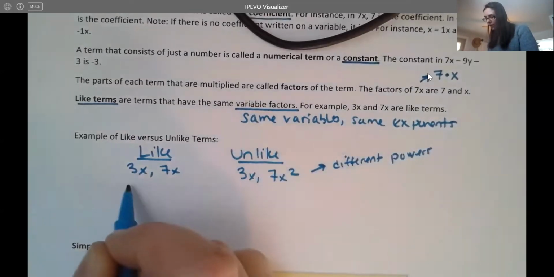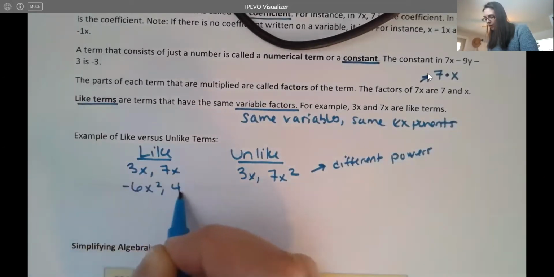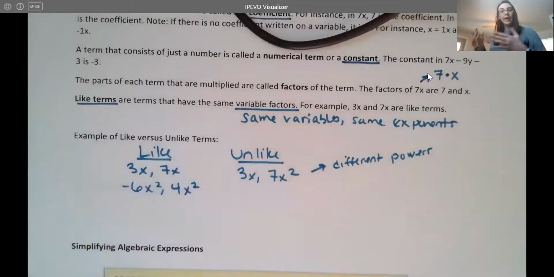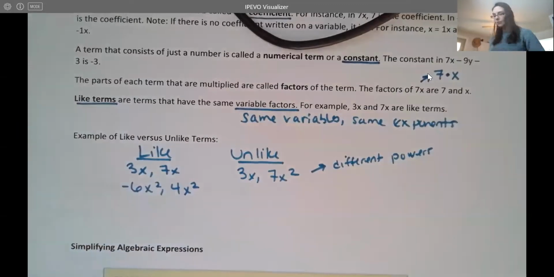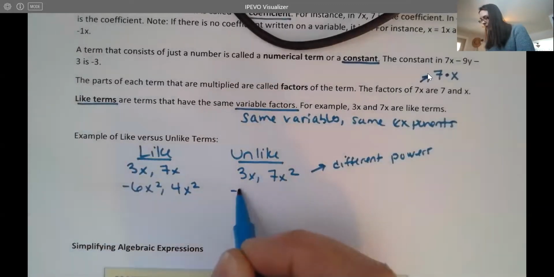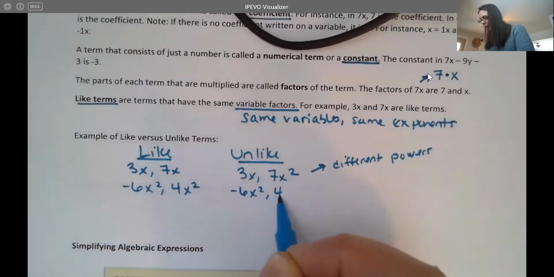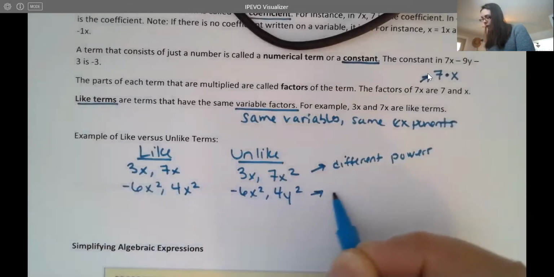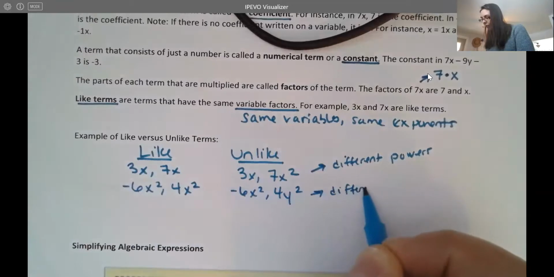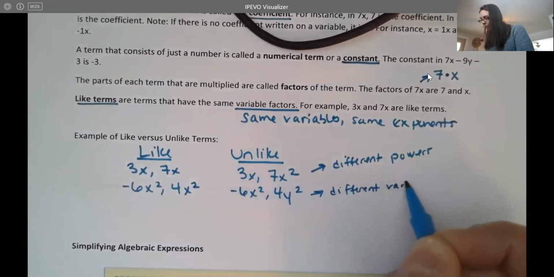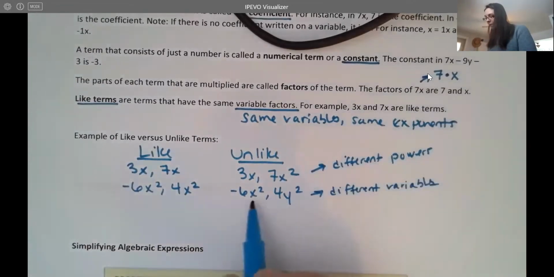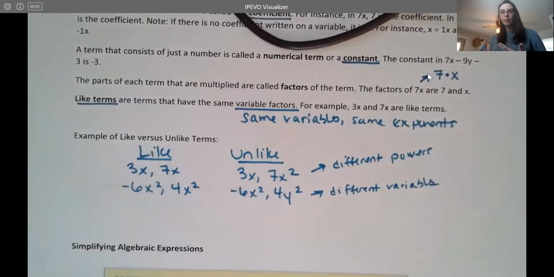Another example of like terms, maybe we have negative 6x squared and 4x squared. All right, so now we have the same variables with the same powers. Something that could be unlike could be negative 6x squared and 4y squared. Although these have the same powers, they now have different variables. So they're different types of things. We cannot add or subtract them together, is what we're going to see.